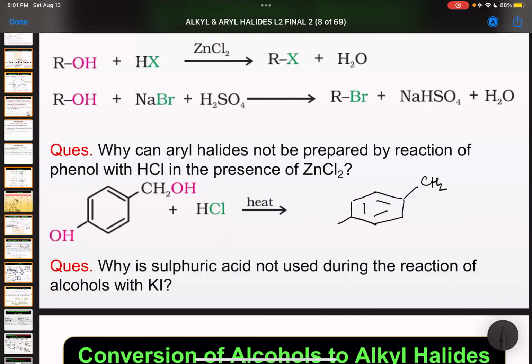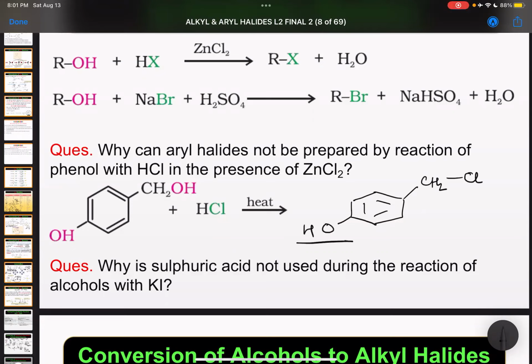HCl is going to give its H plus to the OH, and the OH will come out as water, leaving behind a carbocation. This is SN1 mechanism. Yeah, tell me quickly. The one which is attached to CH2. Yeah, very good. Why, Mohammed?